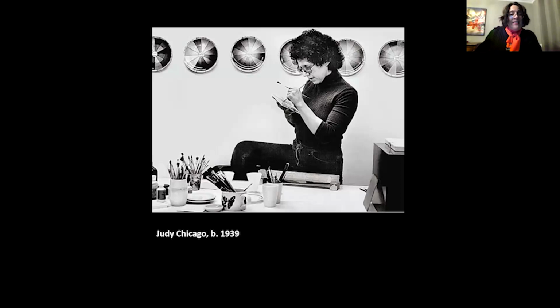during the 1970s. Probably one of the best known feminist artists is Judy Chicago, who's shown here in, I don't have the date for this photograph, but probably in the 1970s. That's when she became really active as an artist. She actually founded a feminist art program out in California, along with Miriam Schapiro.